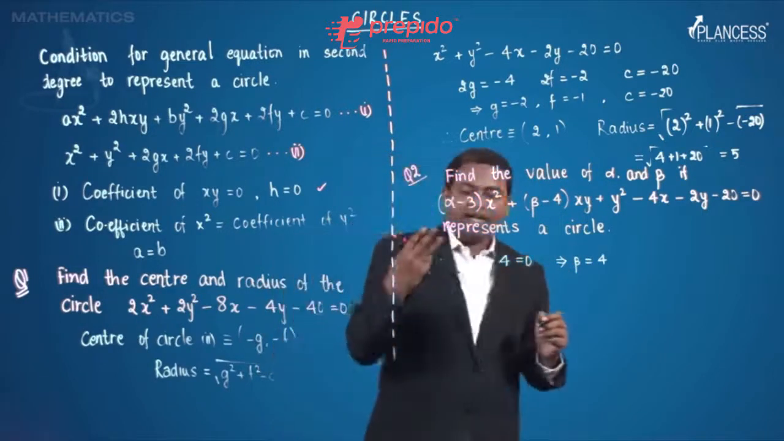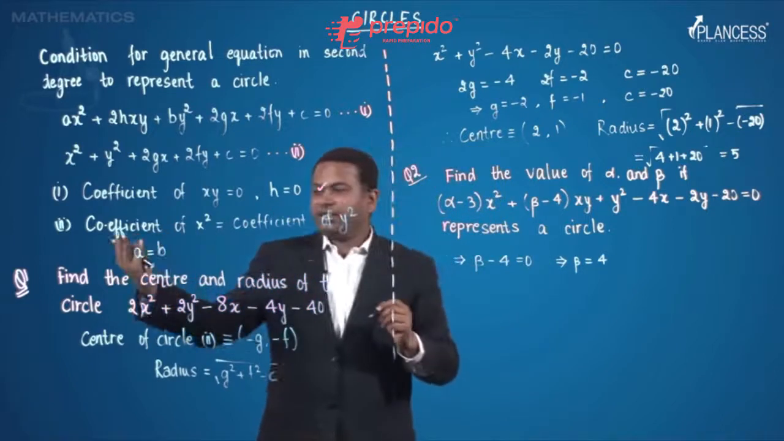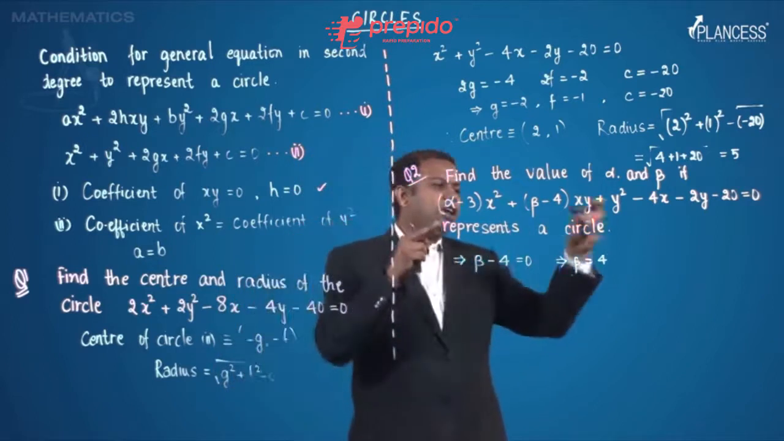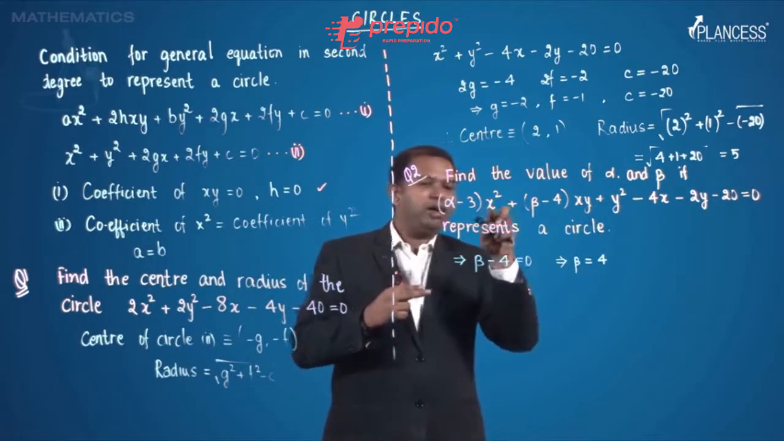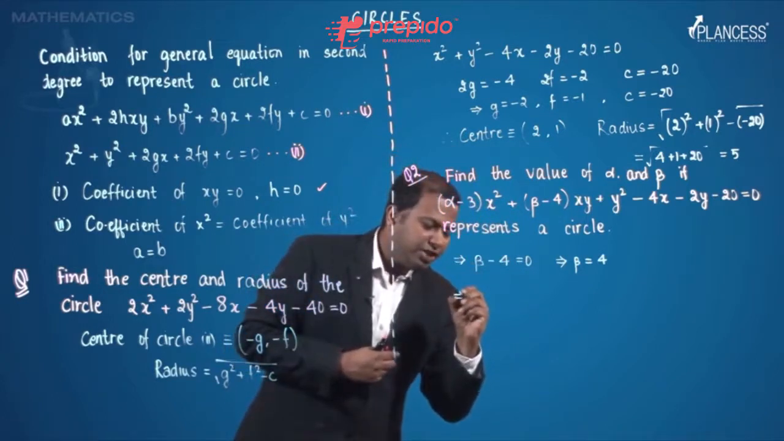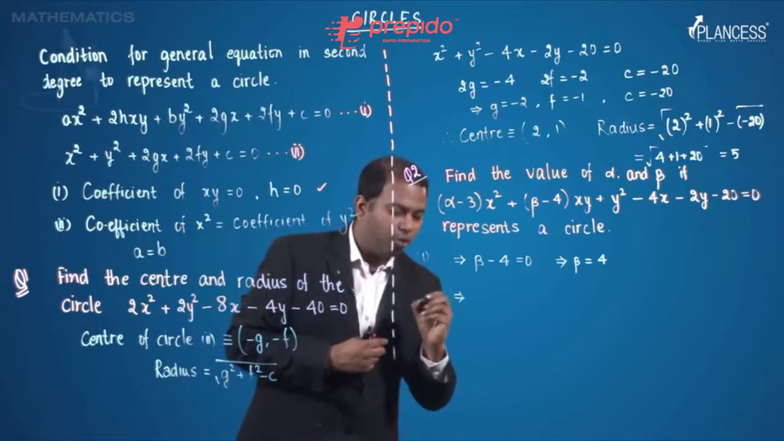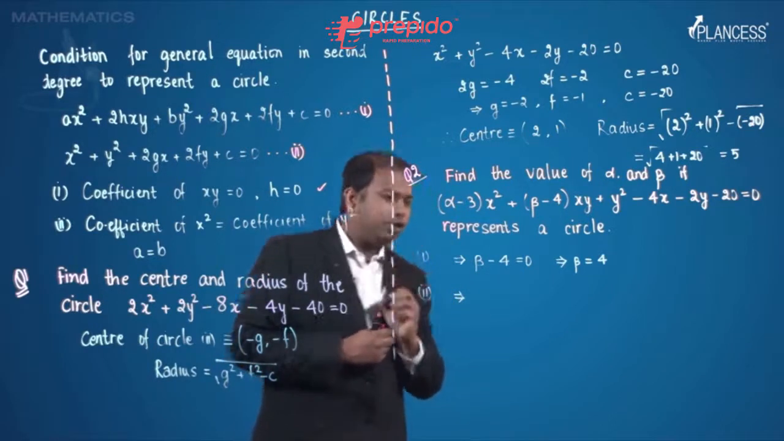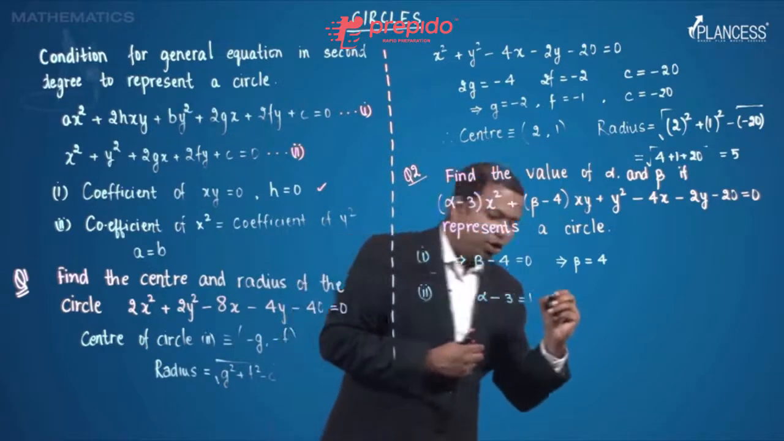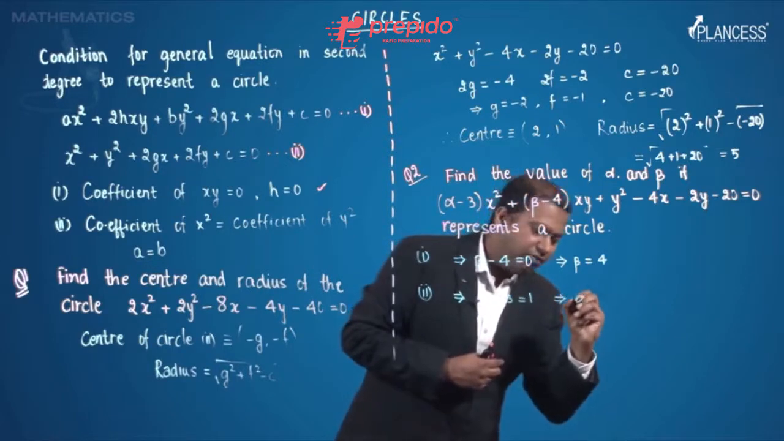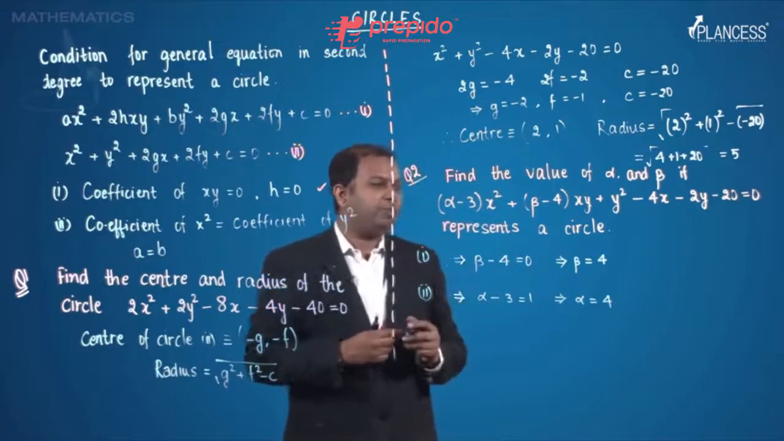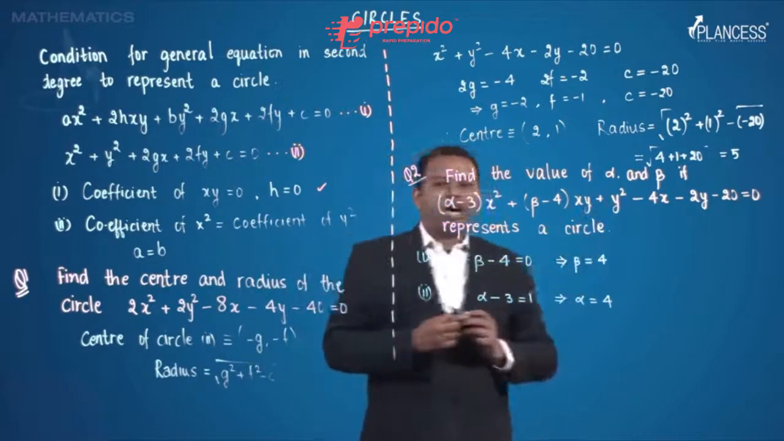Now let us apply condition 2. The condition 2 says the coefficient of x square and the coefficient of y square should be equal, which means the coefficient of y square which is equal to 1 and the coefficient of x square which is equal to alpha minus 3 should be same. So from here we can write alpha minus 3 is equal to 1, which gives us again that alpha is equal to 3 plus 1 and that is 4. So here are the values of alpha and beta for this equation to represent a circle.